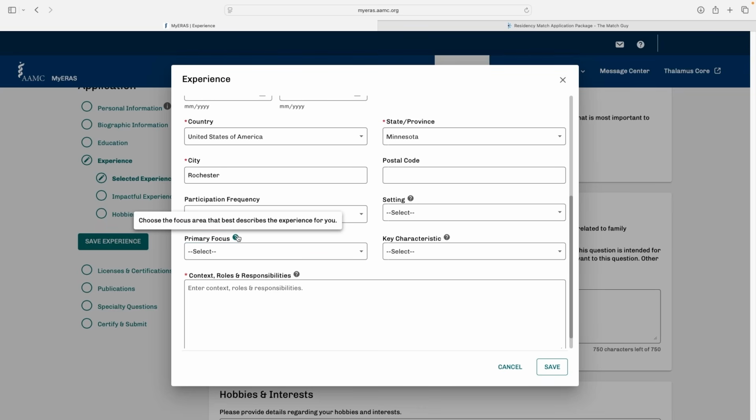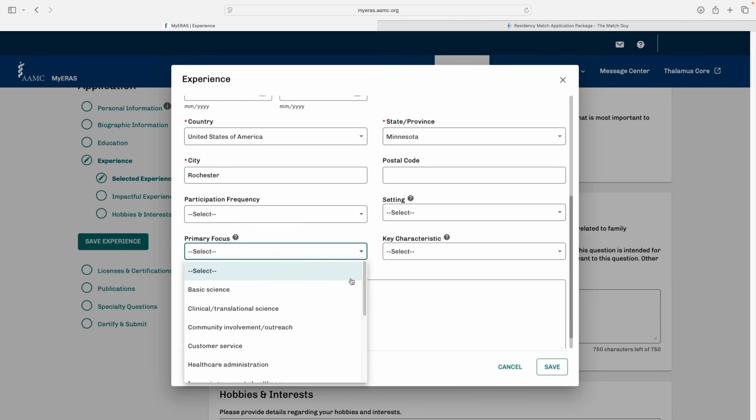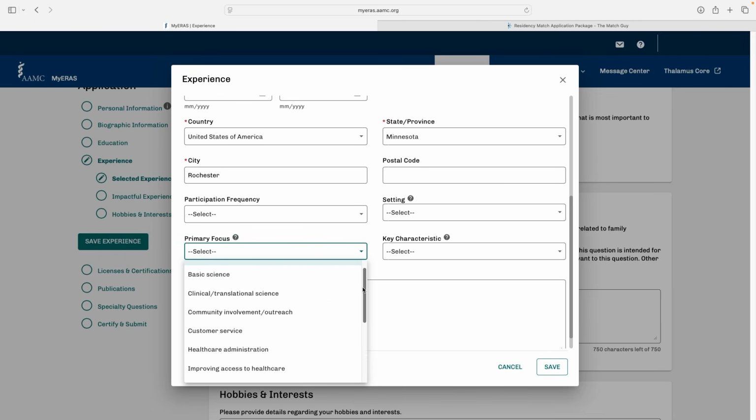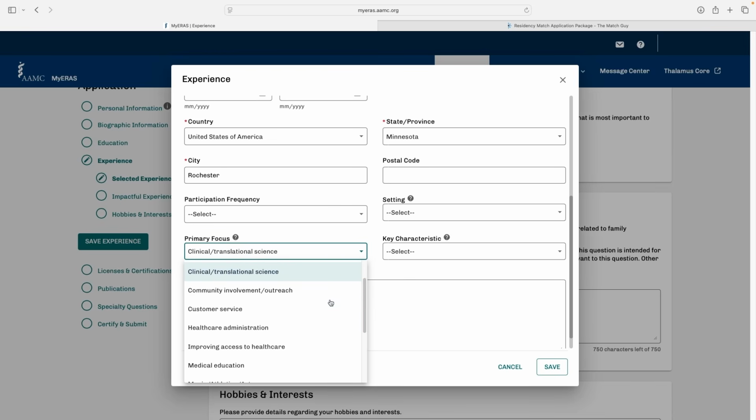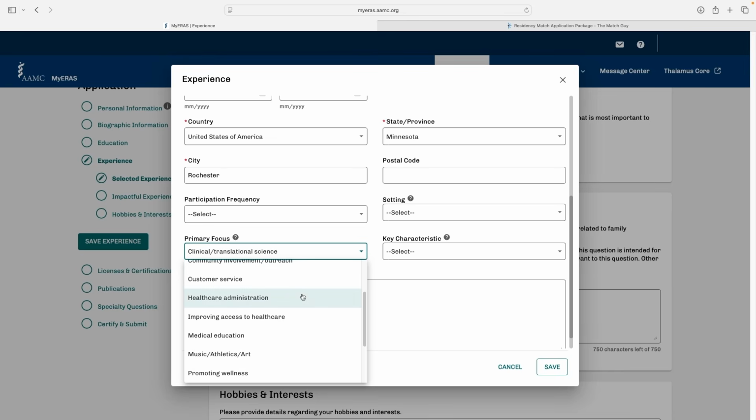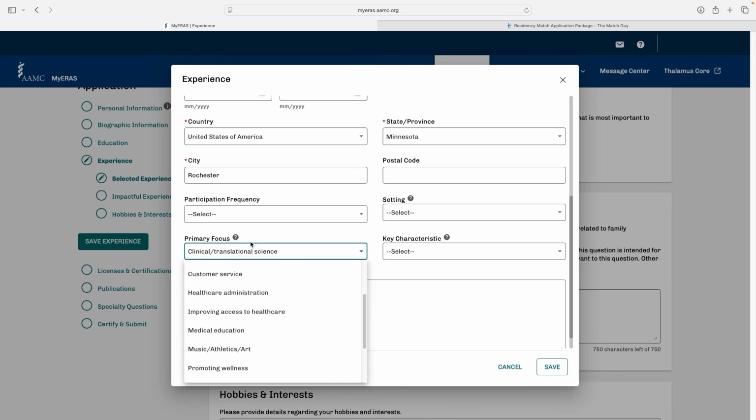And here, if you hover over the question mark, this one talks about the focus area that best describes the experience for you. When we see the options, you'll be able to understand more. So if, for example, you did research, was that research basic science? For me, it was clinical science. The other options, you have community involvement, customer service. So you kind of pick the focus of that experience and in which area it was.